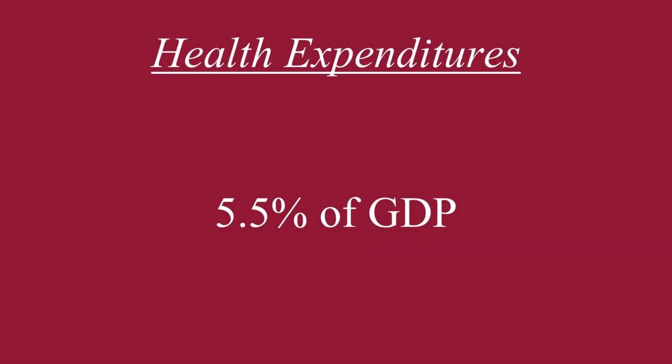Health expenditures. 5.5% of GDP. In the past 2 decades, health expenditures in China grew at a rate of 11.6% per year, which is much faster than the growth of the country's economy.